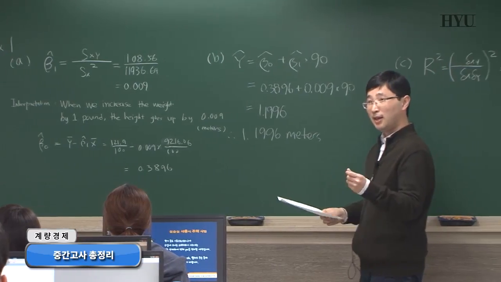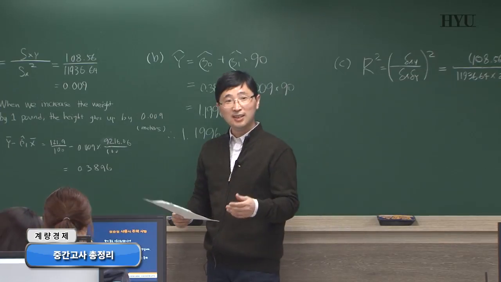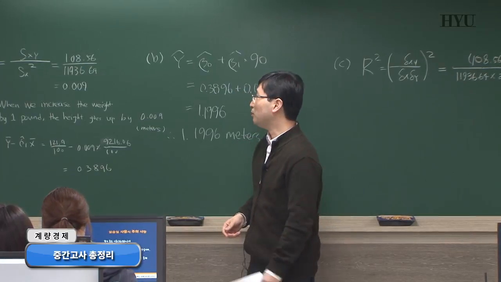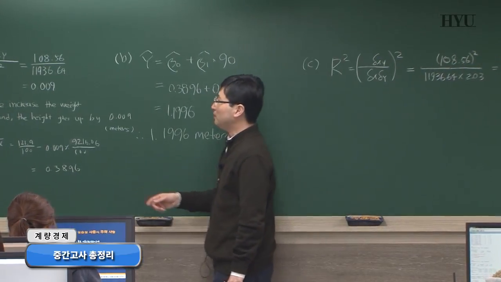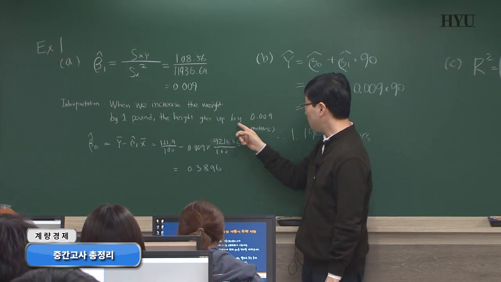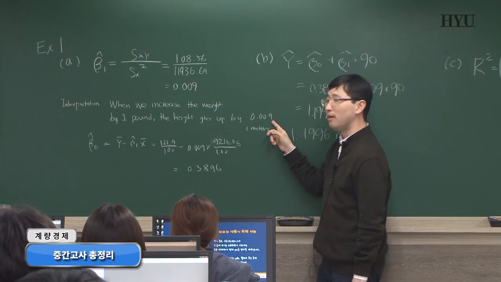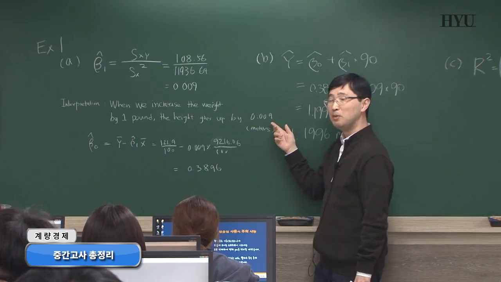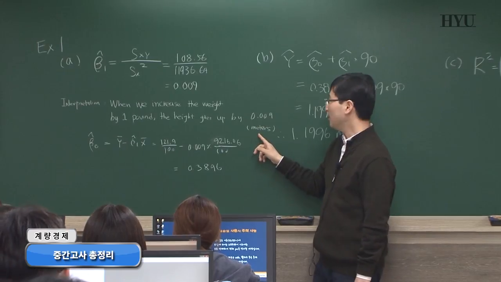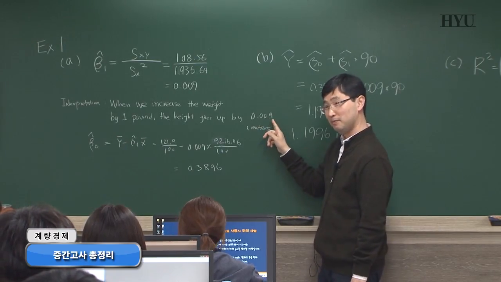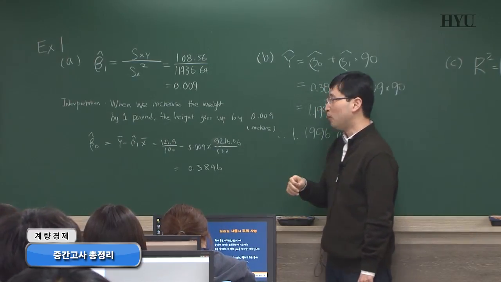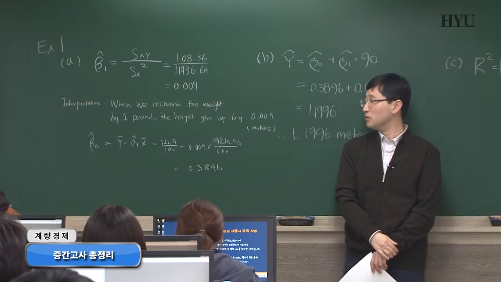interpret them. So in the exam, when the question says interpret, then you really have to give some interpretation. Otherwise, you lose at least 50% of your points. So when we increase the weight, x, by 1 pound, the height goes up by 0.009. What's the unit of the dependent variable? It's meter, right? 0.009 meter, so that's 0.9 centimeter. So if you increase your weight by 1 pound, the height goes up by 0.9 centimeter. That's the interpretation.